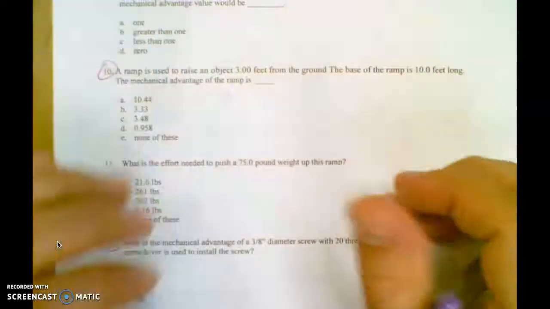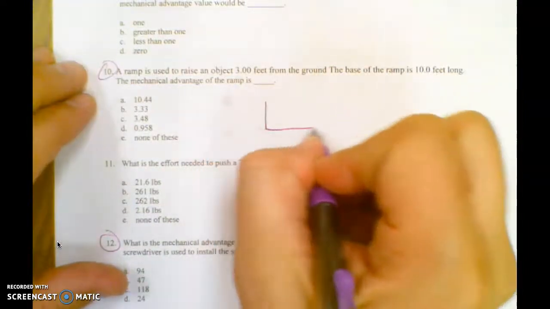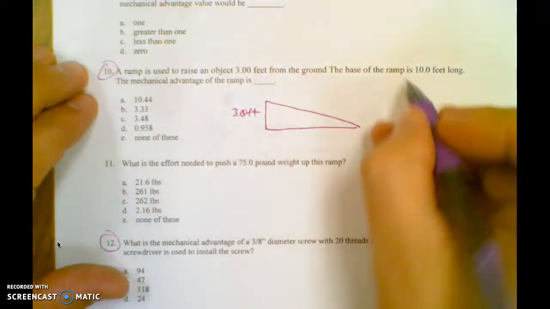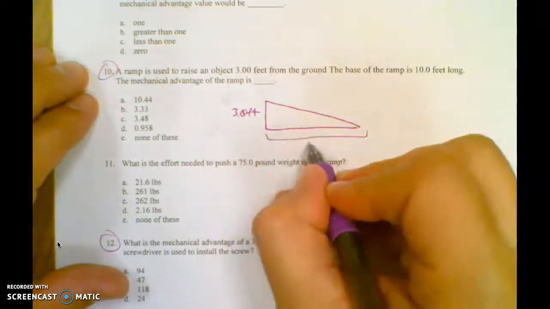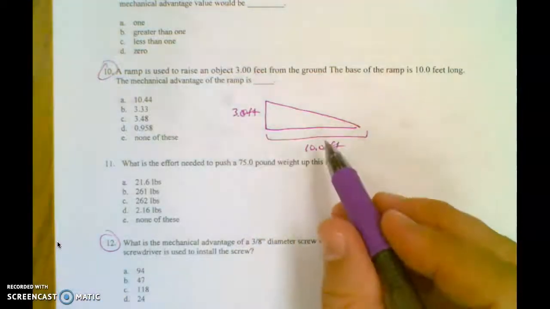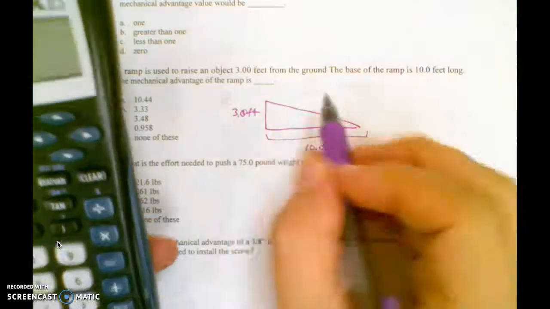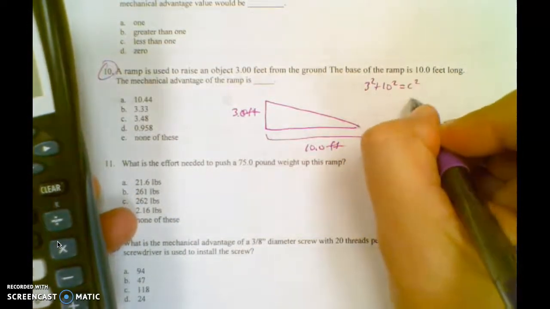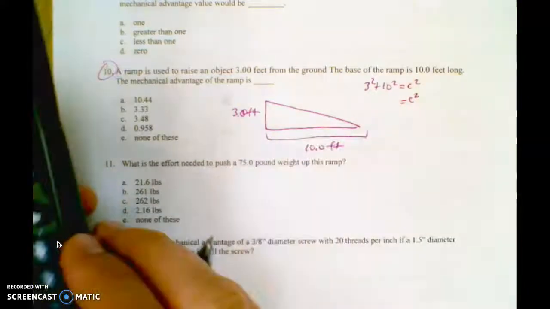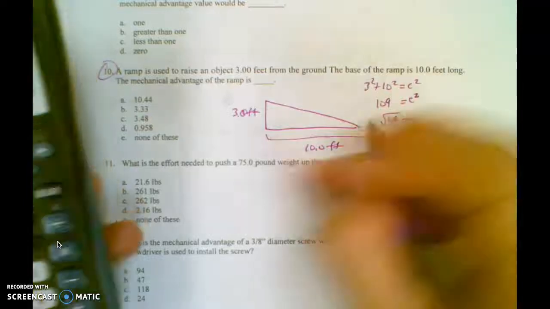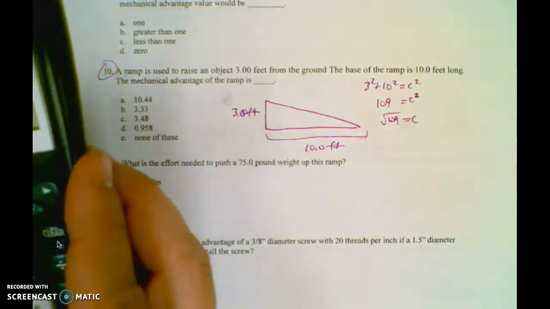All right, and then this page, we'll jump down to here because I wanted to do one of these ramp ones, inclined plane. A ramp is used to raise something 3.0 feet off the ground. The base of the ramp is 10 feet long. If you just use those numbers, you're going to get it wrong. You need to always find the diagonal of a ramp. So you have 3 squared plus 10 squared equals c squared. What's that, 109. So c is the square root of 109, which we'll figure out.